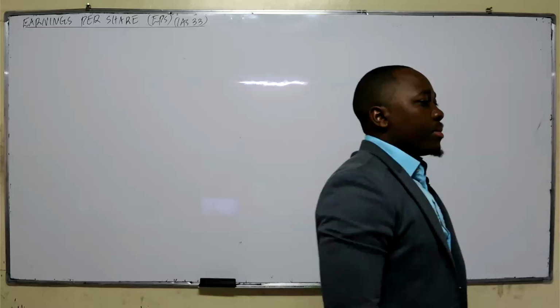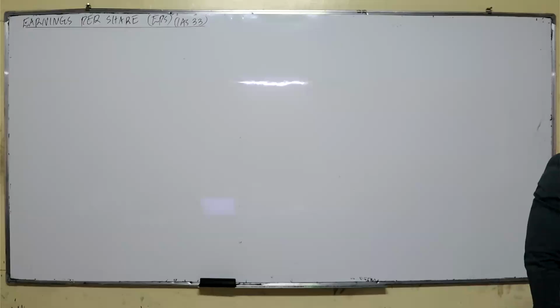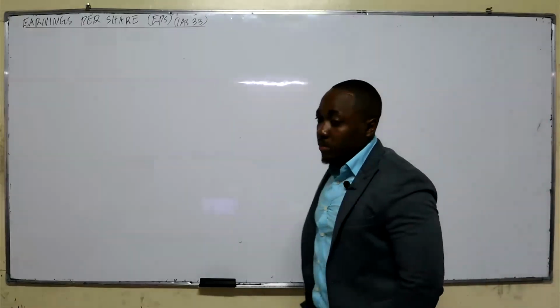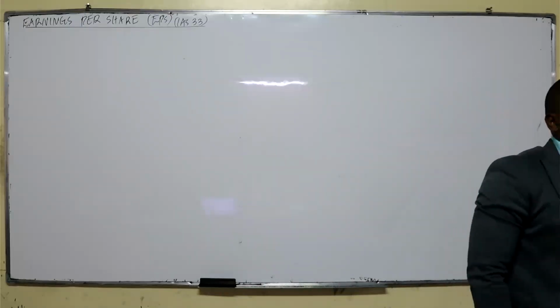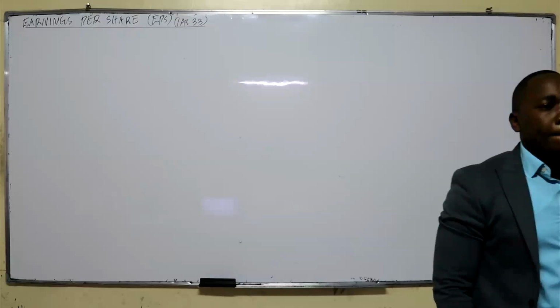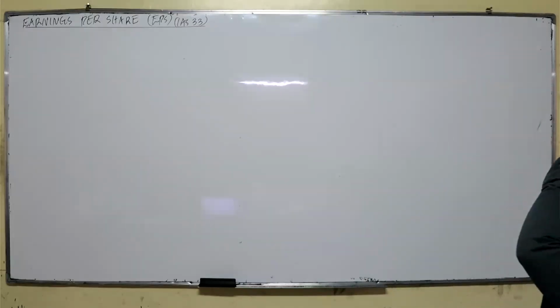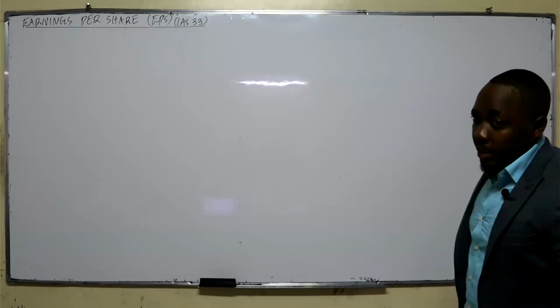Let me say that EPS is the amount of earning for the period attributable to each ordinary share. Full stop. Then I have to say that there are two types of EPS.